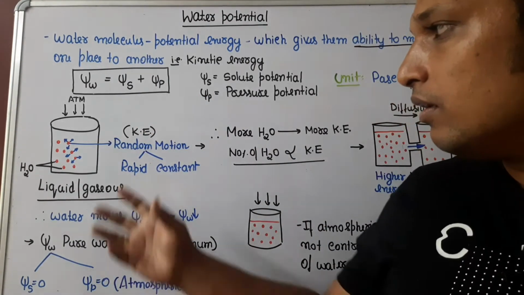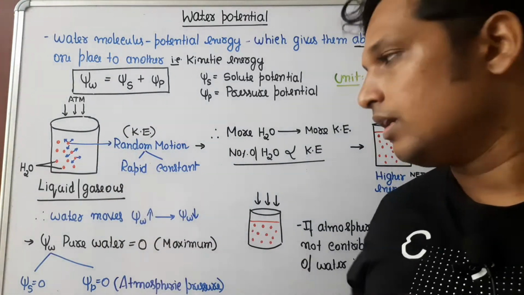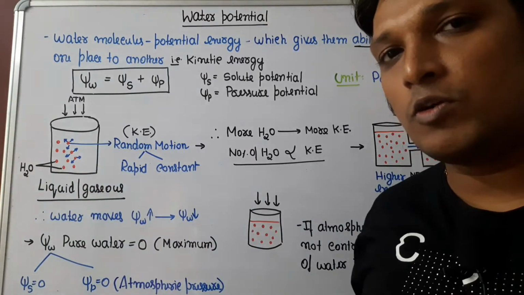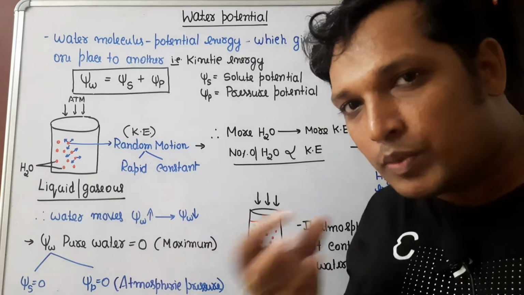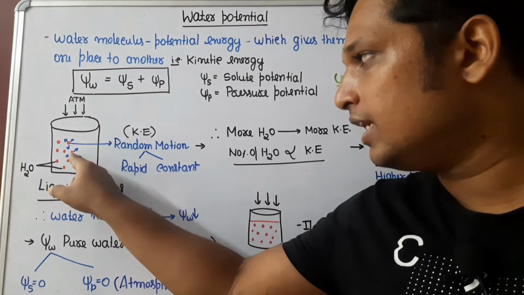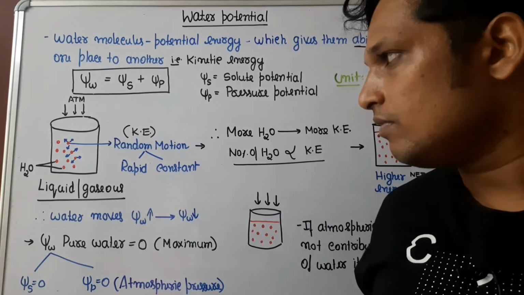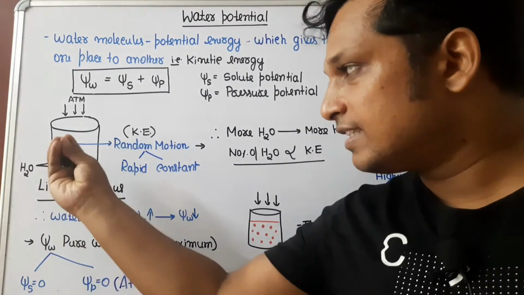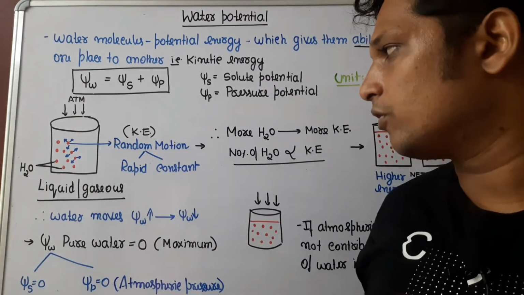Now, what is this water potential? Let us understand in detail. Let us take a beaker containing water molecules. These red dots are water molecules. Water, when it is in liquid or gaseous phase, its molecules, because of the inbuilt energy in these phases, will show a random motion in all directions as I have marked, and these random motions are rapid and constant. Since it is a motion, moving energy, it is the kinetic energy of the water molecule.